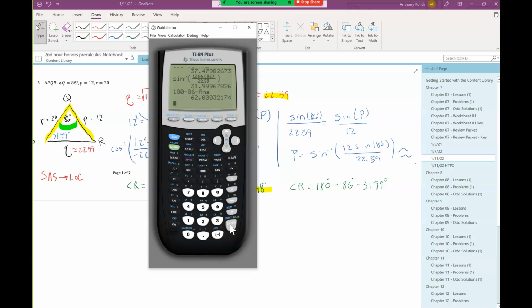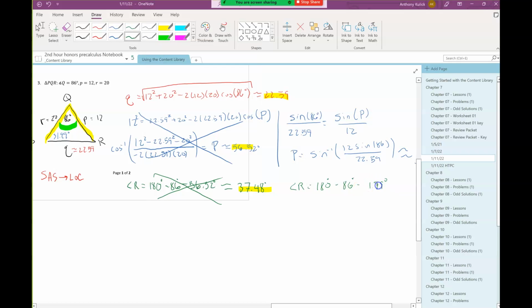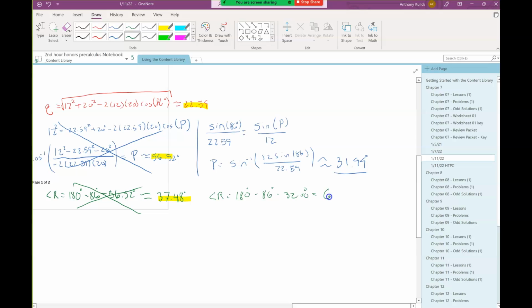So that gives me 62. Oh, I guess that's really 32 even, huh? If I rounded that the right way. Let's round it the right way. Okay.